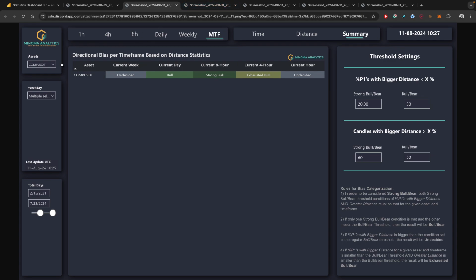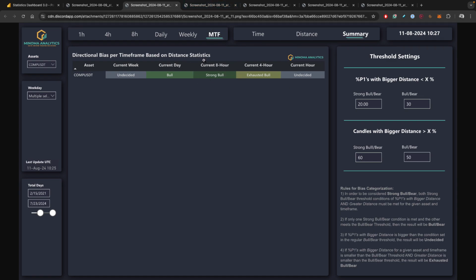We're going to look at an example I laid out with compound USDT, where we can see undecided bull, strong bull, and exhausted bull. So it's a nice one to go over the different time frames. And I had these settings right here where we have 20 and 60. I wouldn't normally use this, but I'm just using these for exemplary purposes. So don't pay too much attention to the values themselves. But let's dive into an example.